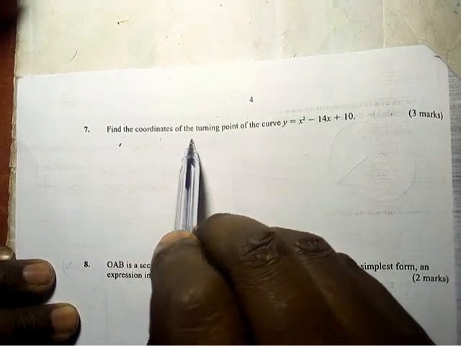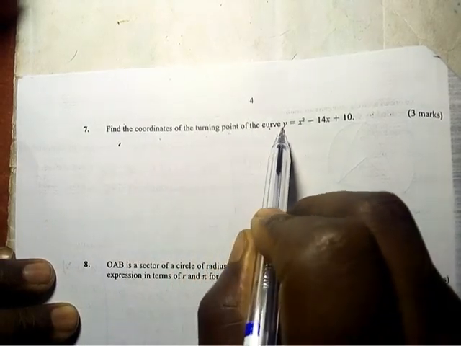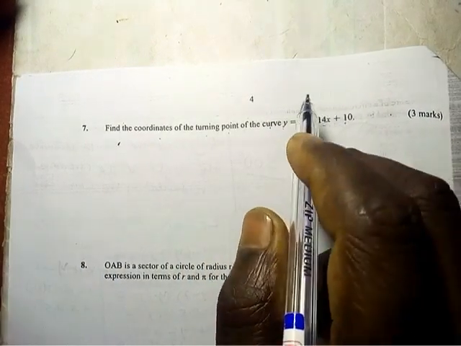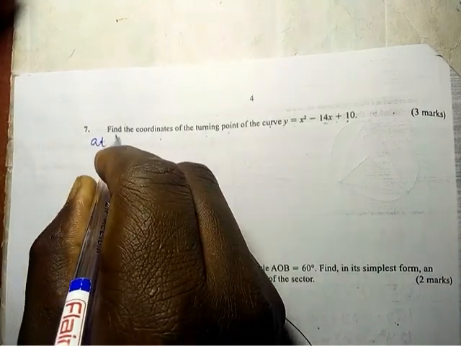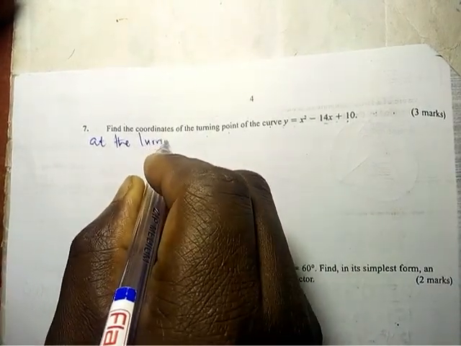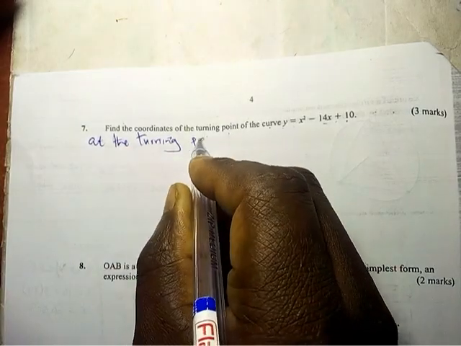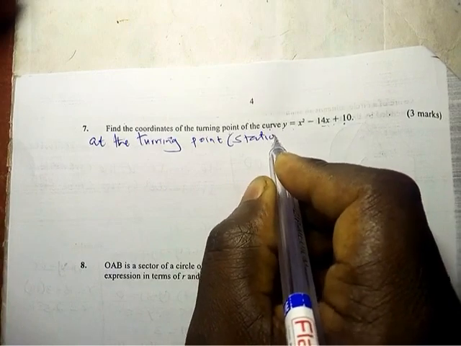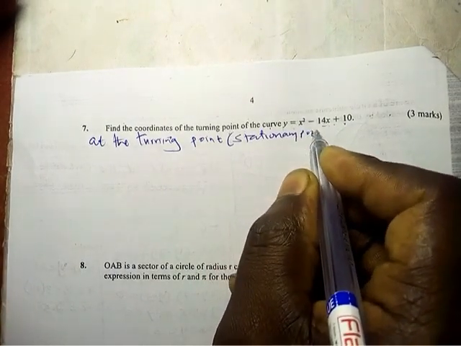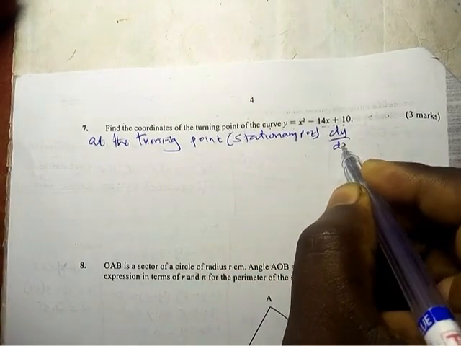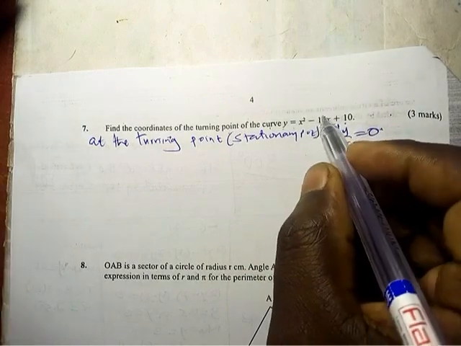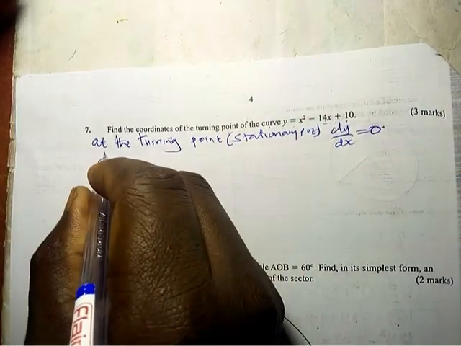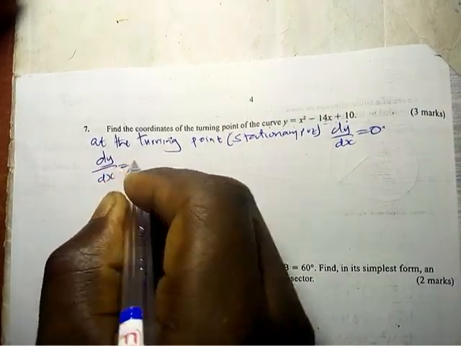Find the coordinates of the turning point of the curve y is equal to x squared minus 14x plus 10. So at the turning point, also called the stationary point, dy over dx is equal to 0. So you differentiate this once and then equate to 0. So dy over dx means you differentiate.